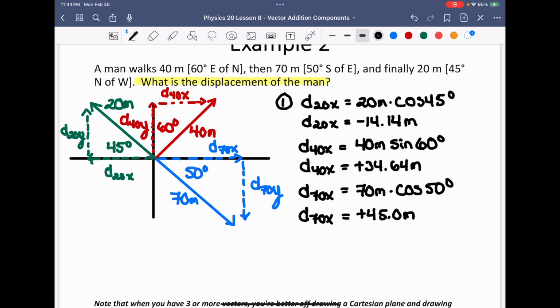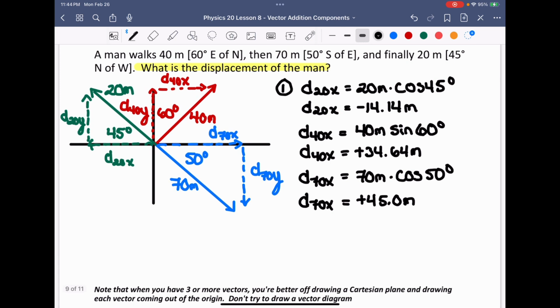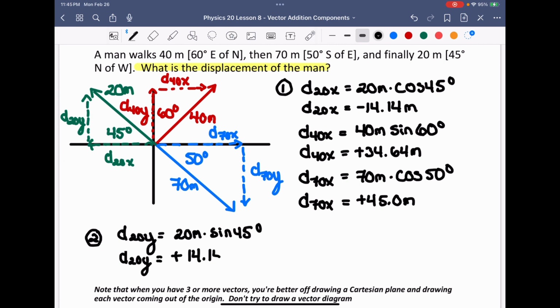There we go. Okay, now we also want to solve for all the y values, so maybe I'll do that as step number 2. Step number 2, we're going to solve for all the y's for each of these. We'll go down the list again, starting with d20y. If the first ratio was the cos ratio, this must be the sine ratio. So it's going to be 20 meters multiplied by the sine of 45. And as a value here, I'm actually going to get the same thing, but positive because it's in the north direction. So d20y is equal to positive 14.14.